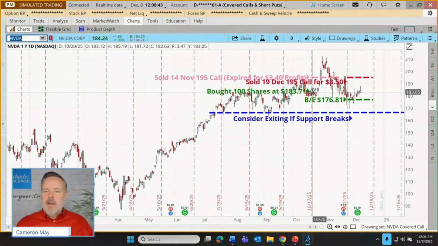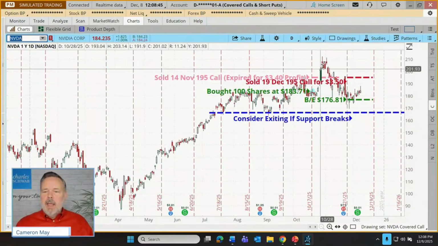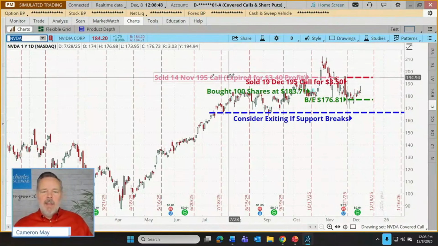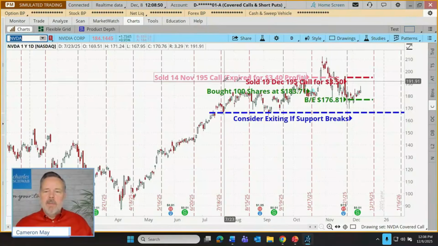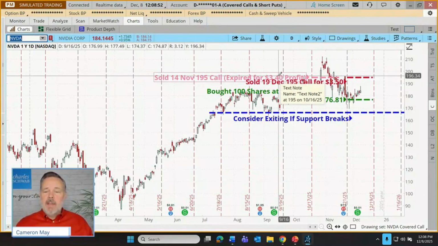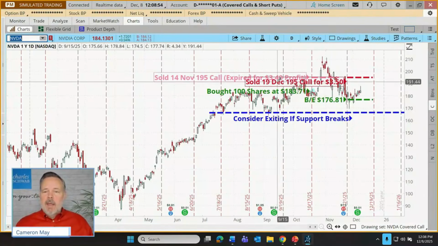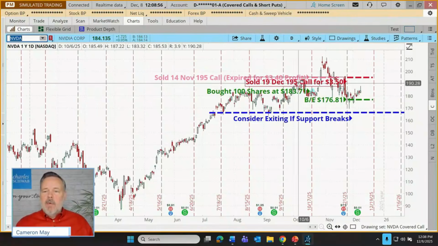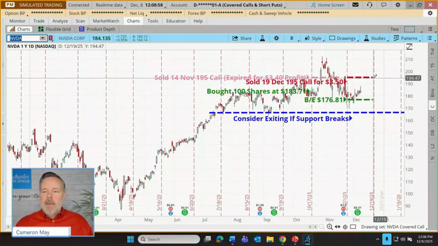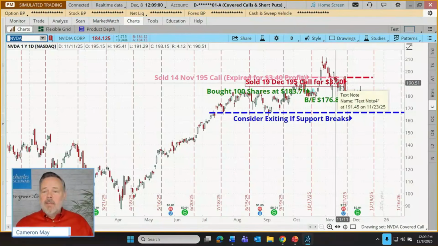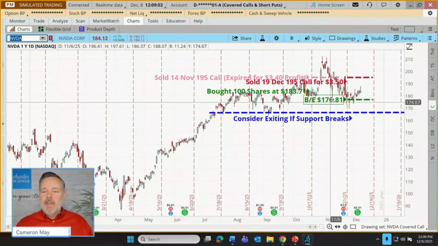Bought the shares here. We initially got a nice sharp rally, and then we sagged back down, allowing these November calls to expire for a 340 profit. So that's a realized gain already. And then we've sold the December 195 calls for another 350 premium. So we've lowered our break even now to 176.81.